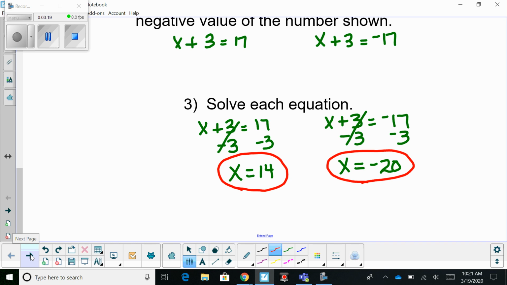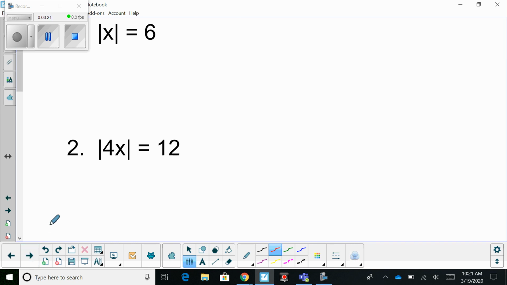Let's look at some more examples. Like any equations, you can have very simple equations or more complex equations. Right here on number 1, we've got the absolute value of x equals 6. The absolute value is already by itself. There's nothing to do to isolate it, so I'm just going to set it equal to the positive 6 and set it equal to the negative 6. And those are my two solutions. There's no solving involved.